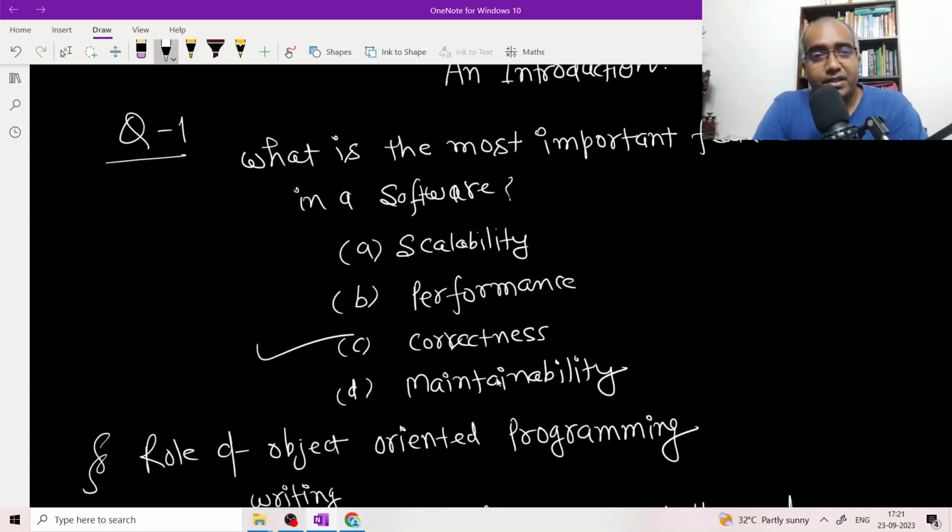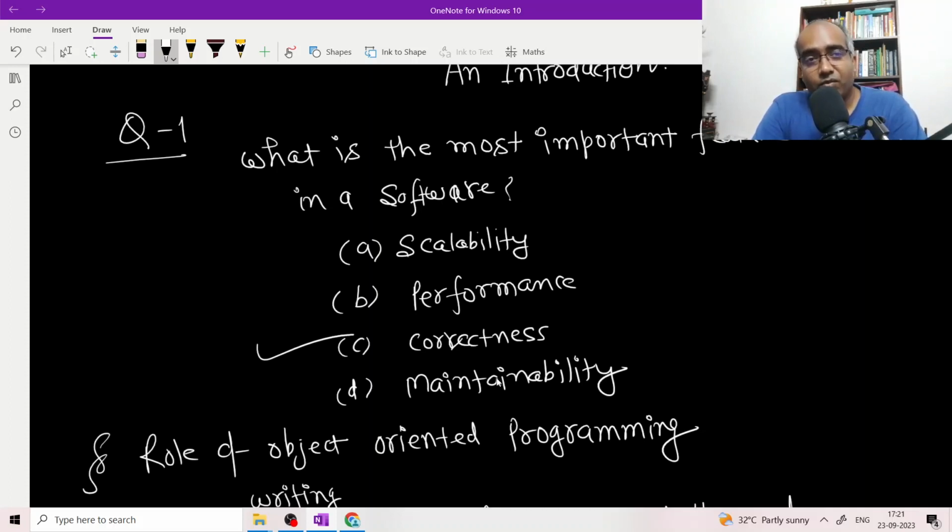Your code should be written in such a manner that it is already maintainable. So maintainability, scalability, and performance are all impacted by whether you have written a good piece of code. You have followed certain rules and regulations while writing your code, while writing your classes. Have you done that or not? So all these things you need to take care of.